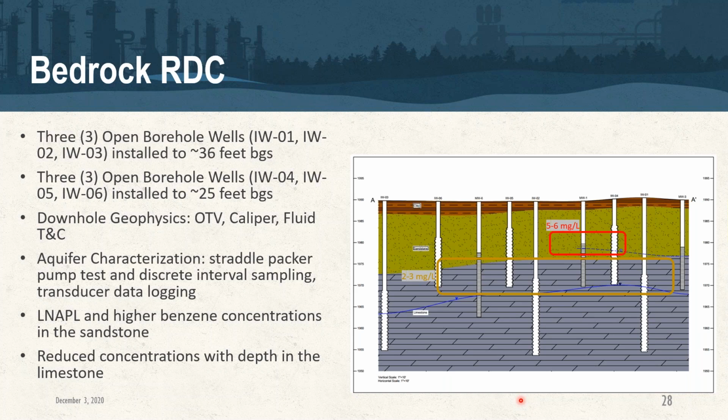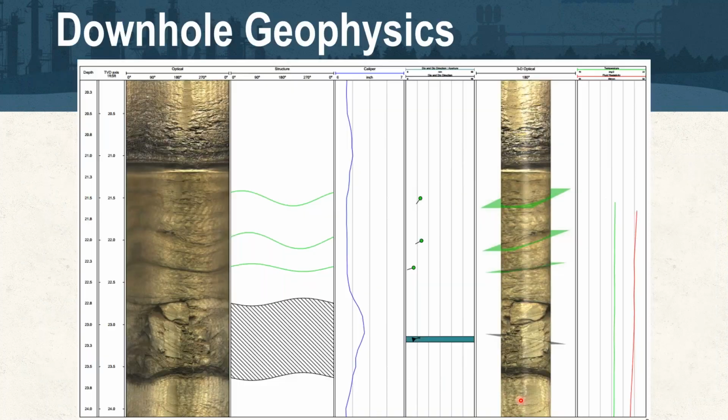And looking at the cross-sectional conceptual model here, LNAPL and higher benzene concentrations showed themselves to be prevalent within the sandstone component overlying the limestone component directly below that, with a lower level concentration present. Next interval, please.